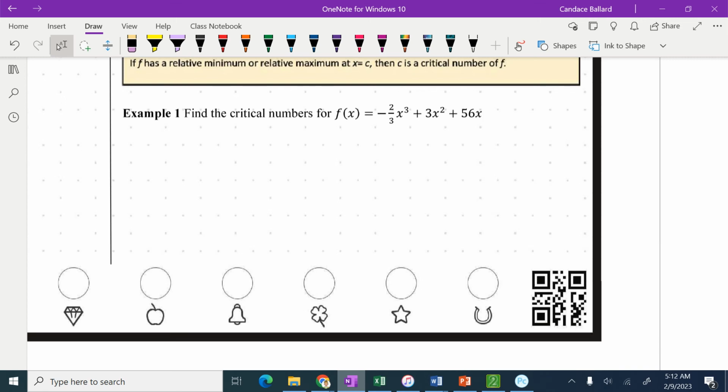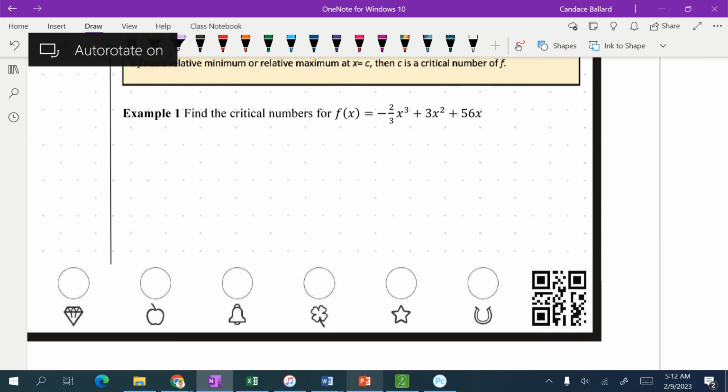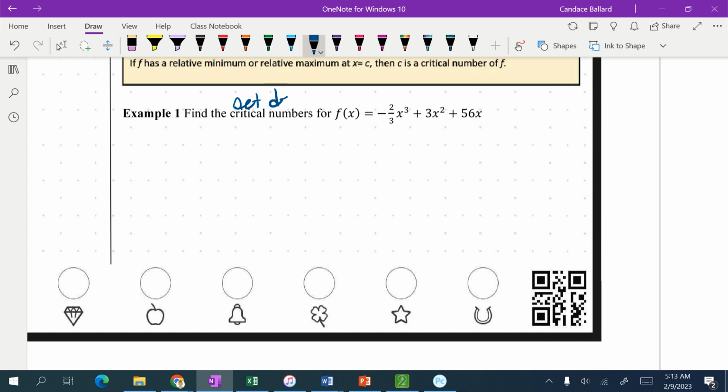In this video, we're going to continue topic 5.2, and we're going to find the critical numbers for f of x equals negative 2/3 x cubed plus 3x squared plus 56x. So to find critical numbers, we simply set the derivative equal to 0, and then we solve it.